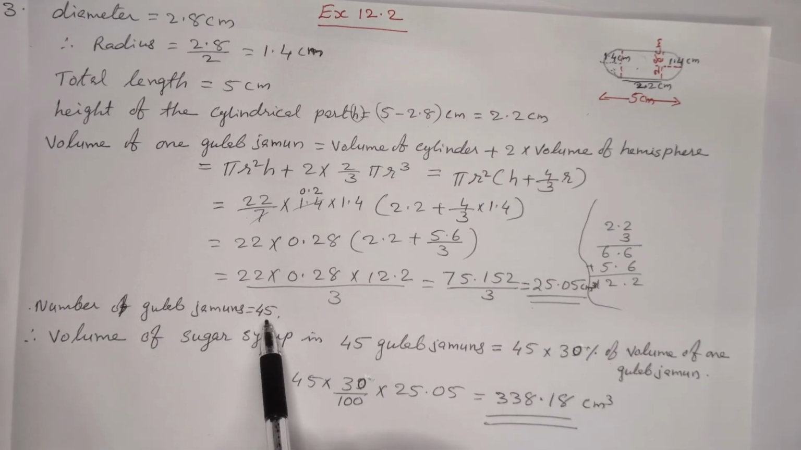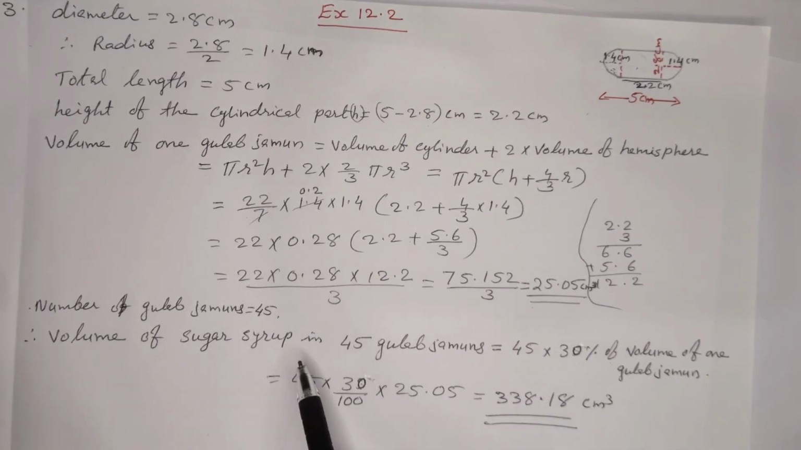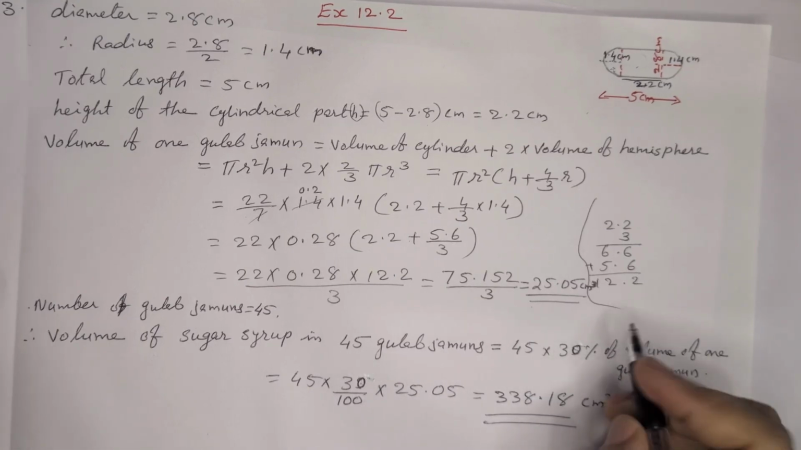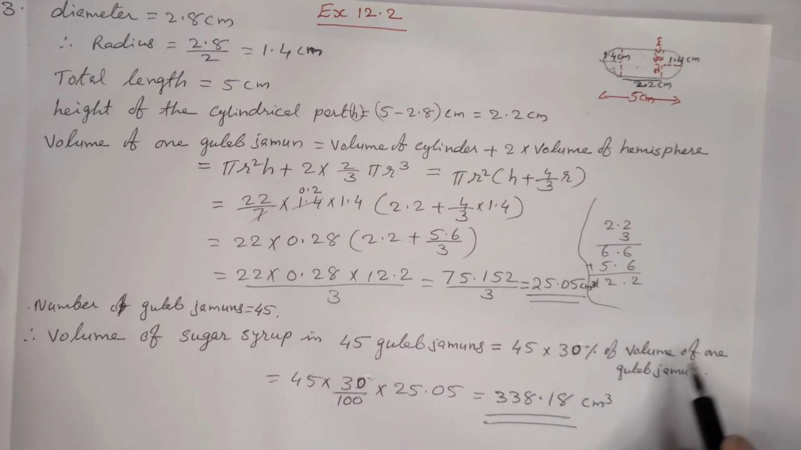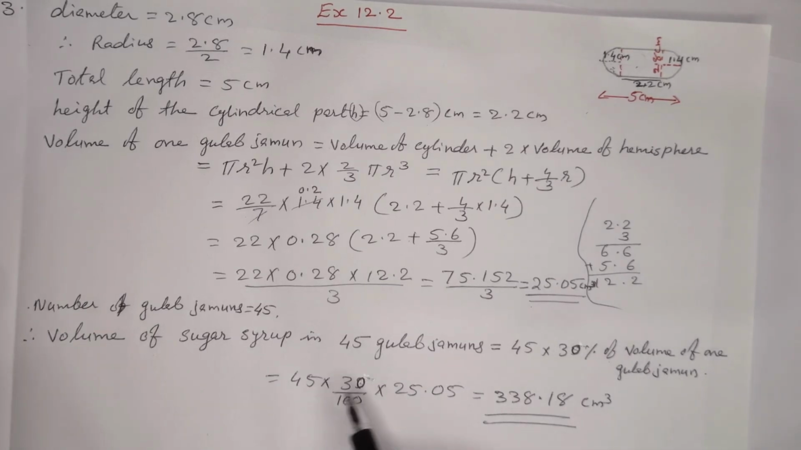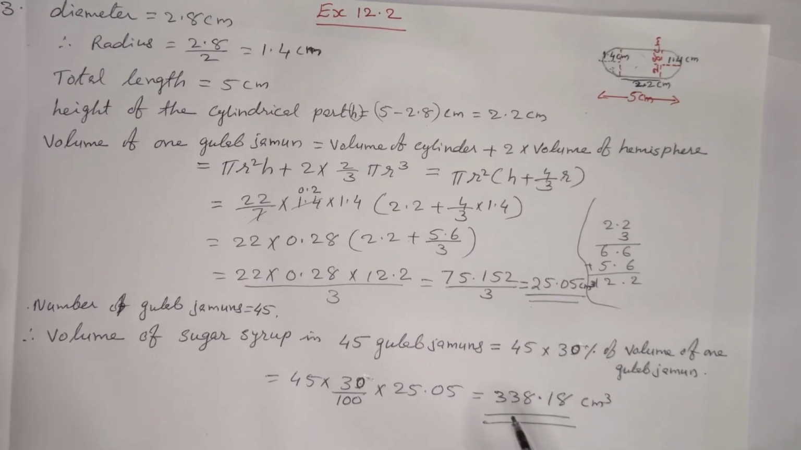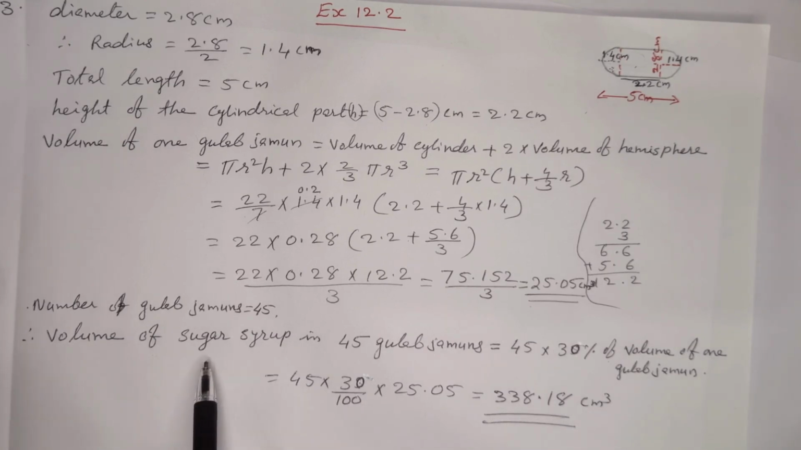Like that, 45 gulab jamuns are there. So the volume of sugar syrup in 45 gulab jamuns is equal to 45 into 30% of the volume of one gulab jamun. So we can write 45 into 30 by 100 of the volume of one gulab jamun, that is 25.05. When we simplify, we will get 338.18 centimeter cube. That is the volume of the sugar syrup in 45 gulab jamuns.